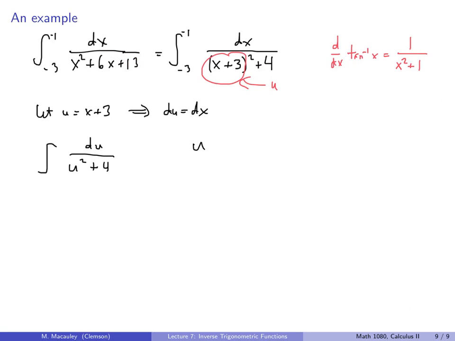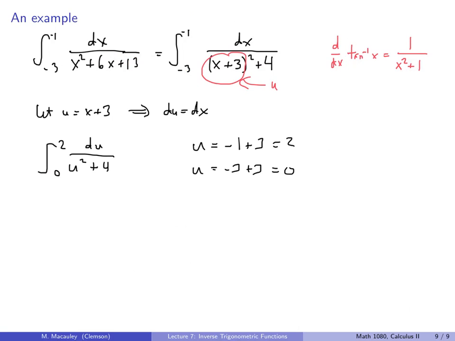The upper limit: u equals -1 plus 3. So I'm plugging in x is -1. That is equal to 2. And our lower limit: u equals -3 plus 3. That equals 0. So this integral actually goes from 0 to 2.